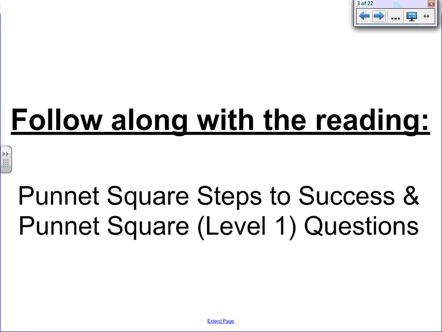You can follow along with today's video on the Punnet Square Steps to Success reading, and then on the back of it are the Punnet Square Level 1 questions. You will want to make sure that you have both of these, as it's going to provide you with a handout and a guide in order to answer genetics questions from now on, called the Punnet Square.